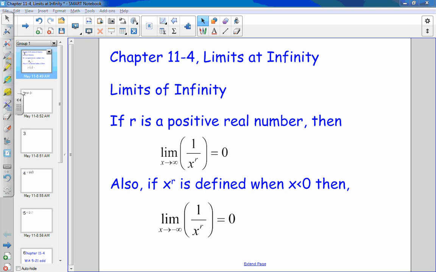If x to the r is defined when x is less than 0, then the limit as x approaches negative infinity is still going to be exactly the same concept. It's still going to be what value? 0. Do we understand that, yes or no?